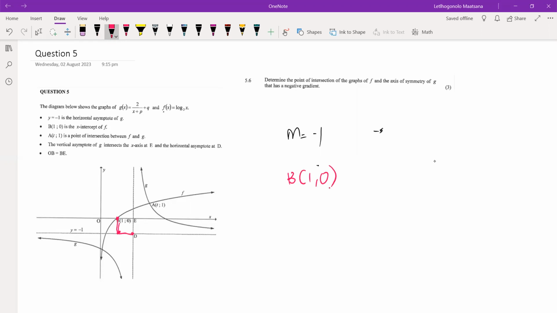And you will also acknowledge that that point also exists on the graph of f. Then you can make a conclusion that says the line of symmetry meets f at the point 1 and 0.